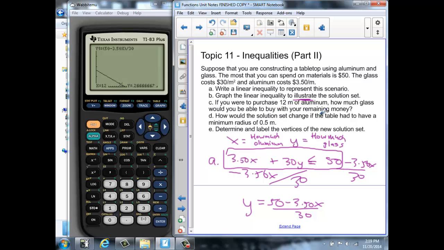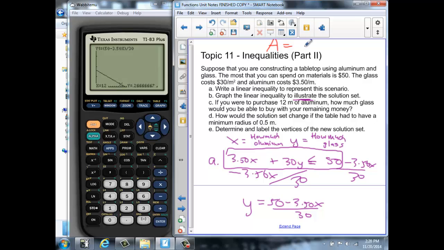Next question here. How would the solution set change if the table had to have a minimum radius of 0.5 meters? Okay, bit of a twist here then. Let's say the table had a radius. What shape would the radius be then? Circle. If it had a radius, it means we're talking a circle.